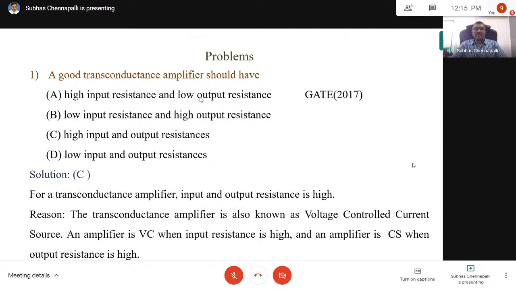A good transconductor amplifier should have transconductance, that is output current by the voltage. You will see this type of amplifier when we go to feedback amplifiers. We have all types of amplifiers there, based on the input circuit configuration, output circuit configuration, and in what fashion feedback is given. So a transconductor amplifier should have high input impedance and high output resistance. That is the answer.